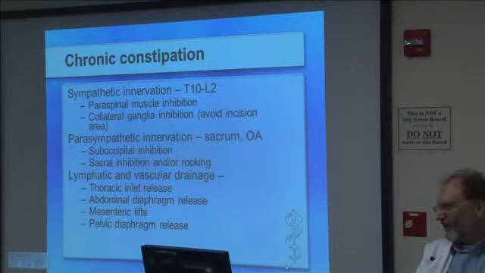So again, always think about your lymphatics and your vascular drainage, particularly your thoracic inlet, abdominal diaphragm. Think of your mesenteric lifts. It's really easy. Just start at the cecum and pull everything towards the belly button. Why do we start at the cecum? It's kind of like you don't yell fire until you make sure that the fire doors are open. You don't want any blockage in that area.